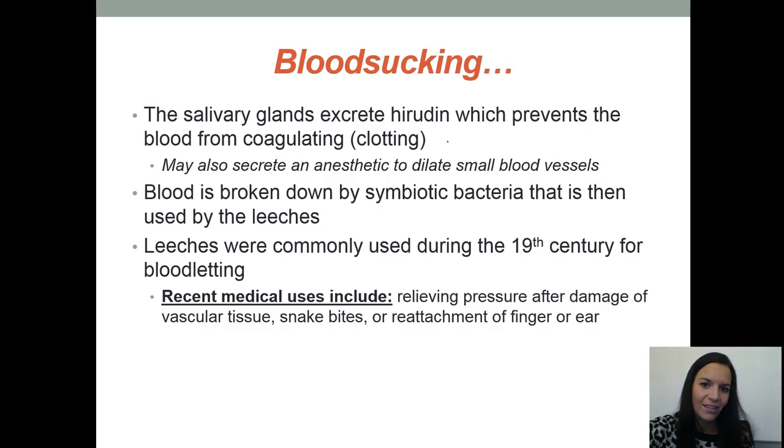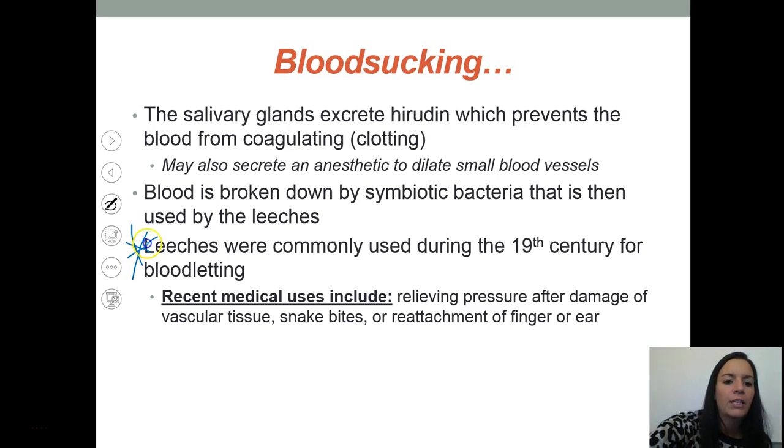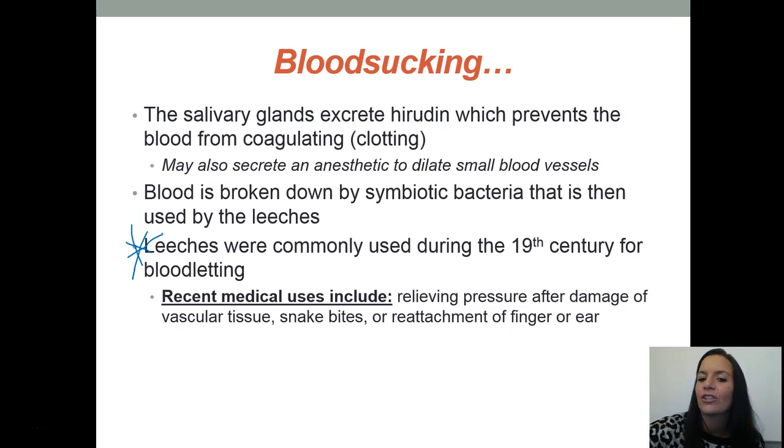So these salivary glands in leeches excrete hirudin, which prevents the blood from coagulating or clotting. It also can secrete an anesthetic which dilates smaller blood vessels. This blood is then broken down by these symbiotic bacteria, and then it's used by the leeches. And a fun fact here, leeches were commonly used during the 19th century for bloodletting. They are still used currently, but a little bit differently. They're used to relieve pressure after damage of vascular tissue, snake bites, or even if you're trying to reattach a finger or a toe or an ear.